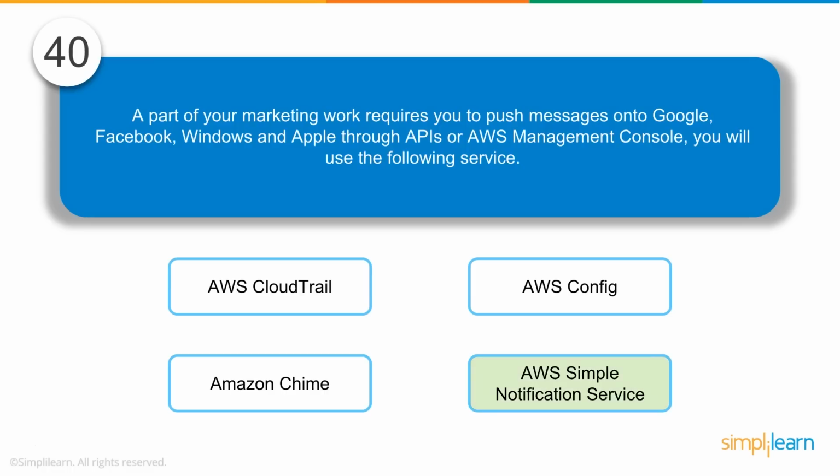It's Simple Notification Service. Simple Notification Service is a message pushing service. Right? SQS is pulling. Similarly, SNS is pushing. Here it talks about a pushing system that pushes messages to Google, Facebook, Windows, and Apple through API, and it's going to be the Simple Notification Service.